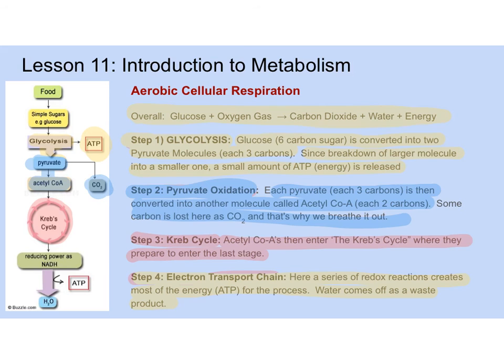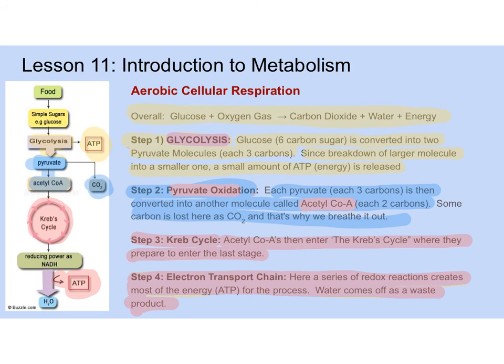So we go from glucose to pyruvate to acetyl-CoA. Okay? Acetyl-CoA goes into the Krebs cycle. The Krebs cycle prepares the acetyl-CoA to go into the final stage, which is the electron transport chain. The electron transport chain takes those acetyl-CoAs that have been prepped in the Krebs cycle and then just produces a ton of ATP. This last stage is when most of the energy comes out. This is where we make most of our energy, in this very last stage, the electron transport chain.